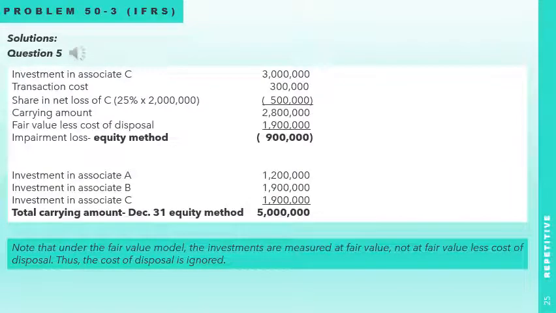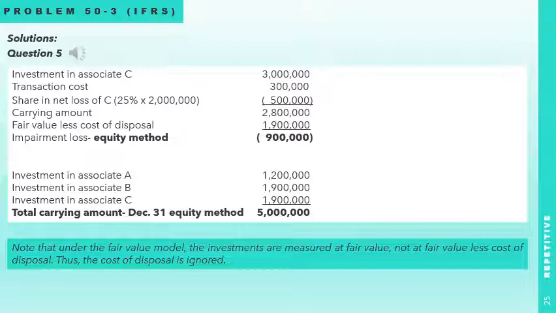Dito naman sa investment in associate C, mapapansin natin na nagkaroon ng loss dahil nag-decrease ang fair value natin mula 3 million naging 2 million. So, ito ay may loss na 1 million. Dahil may loss, ay subtract natin ito sa 3 million. So, may carrying amount tayong 2 million. Dahil ang tanong sa question number 5 is total carrying amount, we need to sum up the carrying amount of the 3 investment in associates. So, add lang natin yung 1.4 million ng A, 2.8 million ng B, and 2 million ng C, and we will be able to get 6.2 million na total carrying amount.